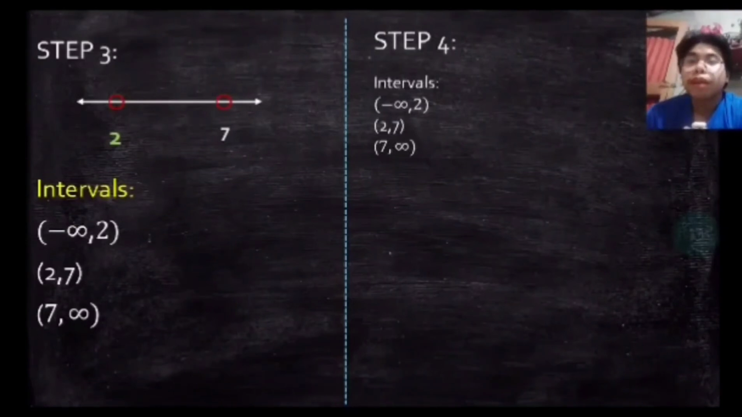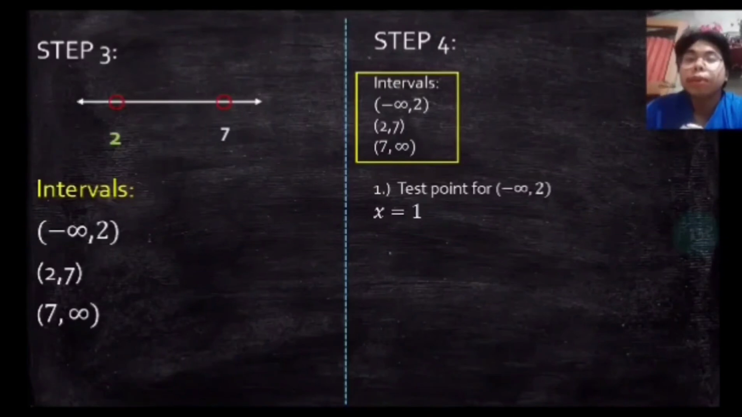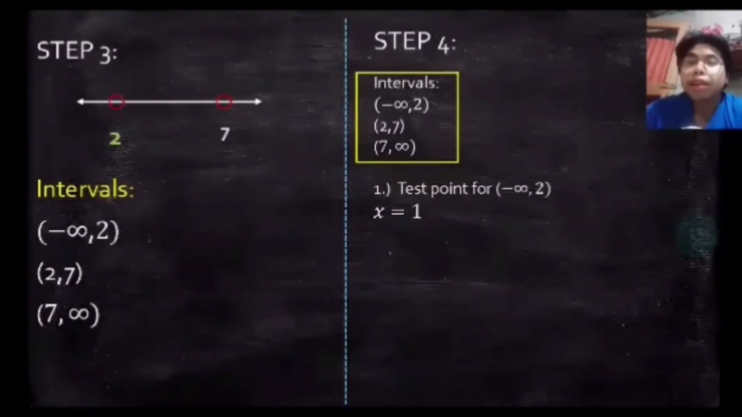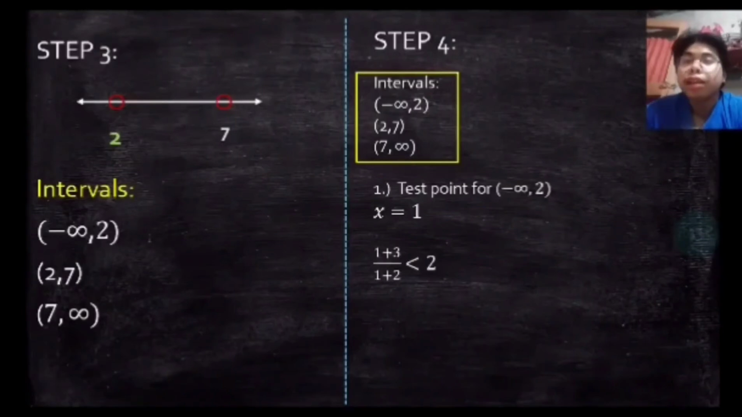Step 4. We'll now test the intervals to see which is true and which is false, which is usable and which is not usable. Number 1, we'll test the interval from negative infinity to 2. Feel free to choose any value under 2. I chose 1, so let x be 1. Substitute 1: (1 + 3)/(1 - 2) is less than 2.